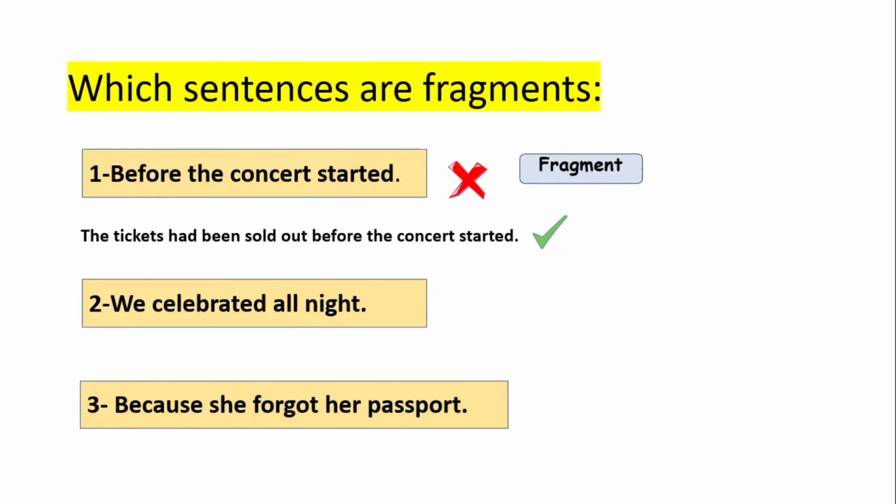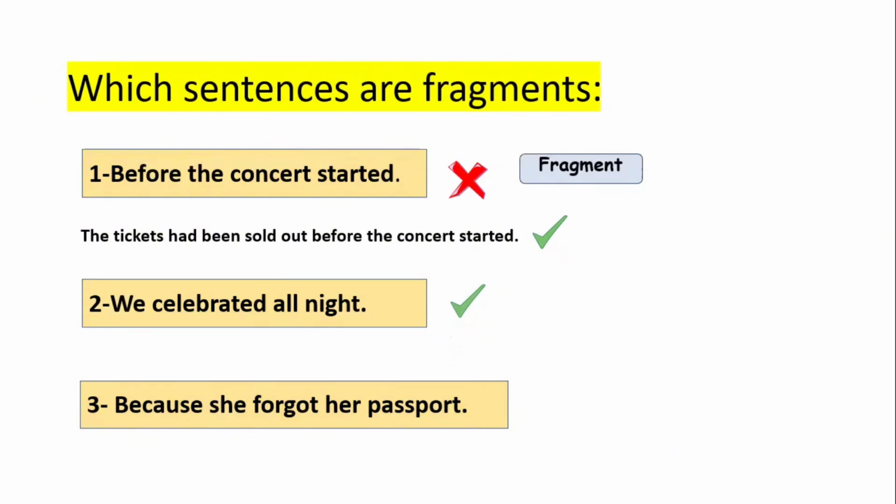Okay, when you say we celebrated all night, do you think this is a complete sentence? I would say yes, it's a complete sentence, and I feel it can stand alone this way. I don't need anything to complete it. I'm not waiting for any extra information to complete it, so this sentence is correct.